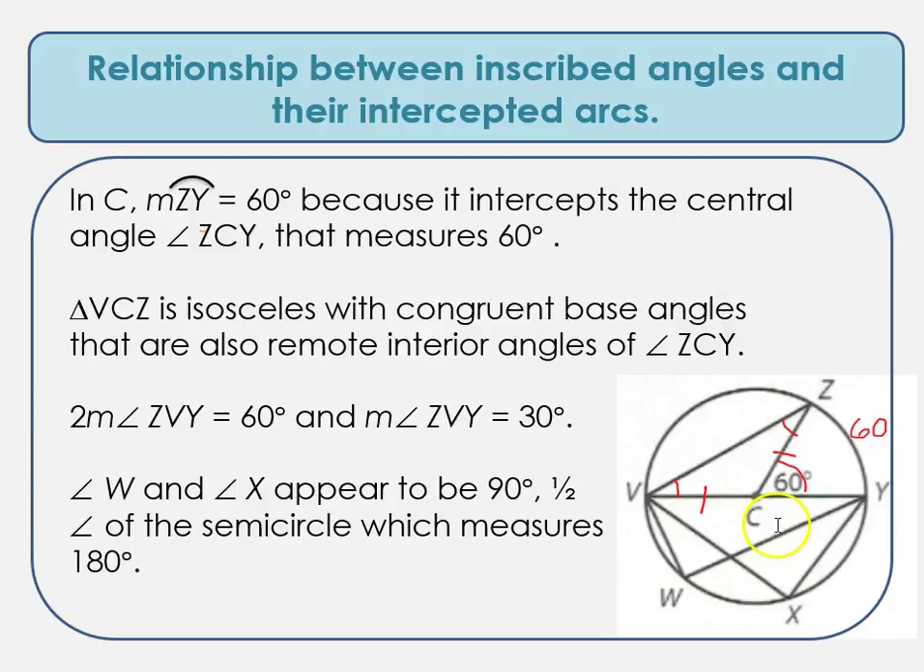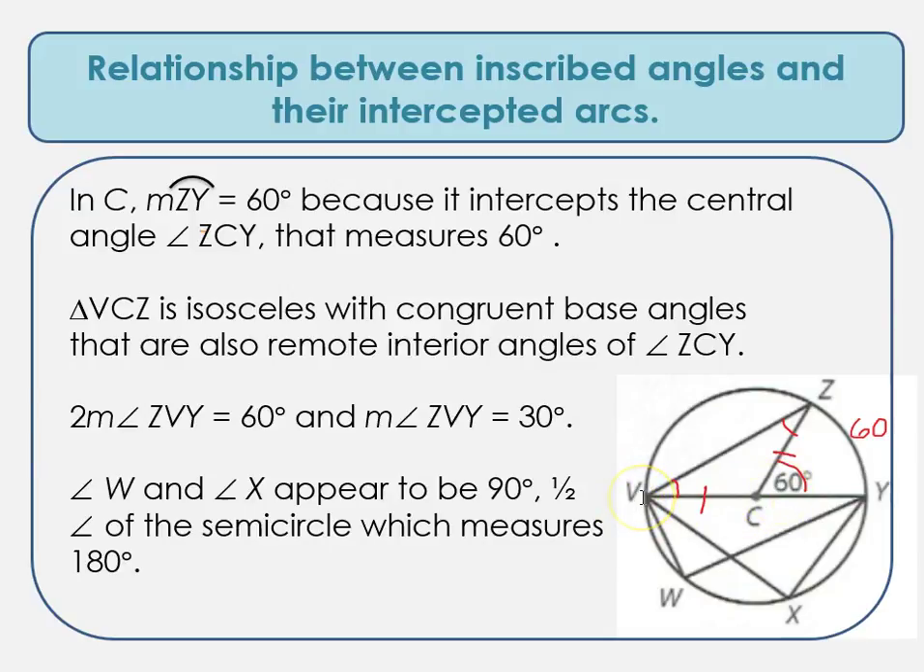In circle C, the measure of arc ZY is 60 because it intercepts the central angle ZCY that measures 60 degrees. I jumped forward. That's actually the next lesson, but I want to introduce it now. It makes things so much easier. So this central angle 60 will be the same degree measure as the arc ZY, and arc ZY will have the same measure as your central angle.